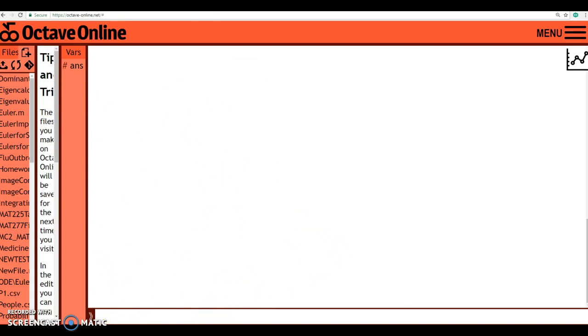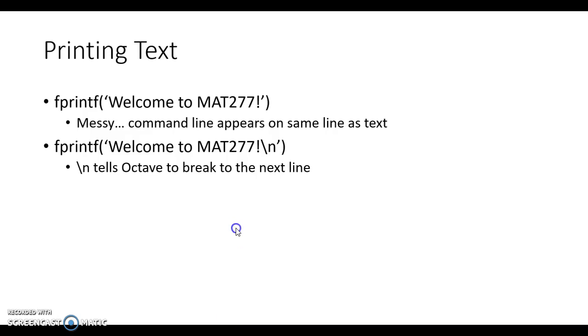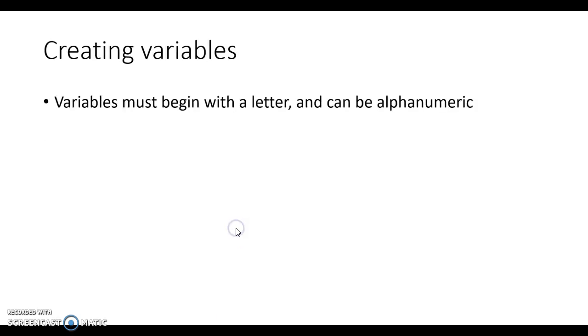All right, let's take a look at creating variables. First of all, we want to create variables oftentimes because we want to store quantities into some placeholder value. Variables must begin with a letter and be alphanumeric. So for example, 359 cannot be a variable.